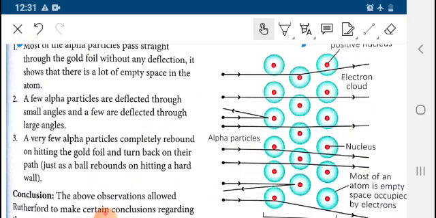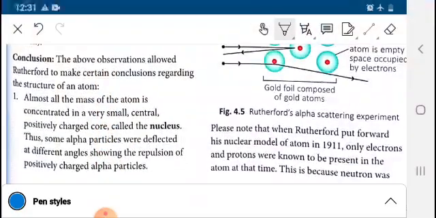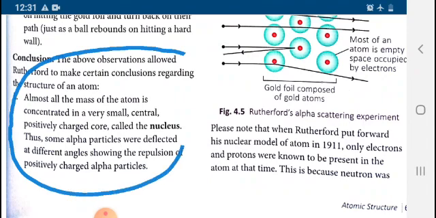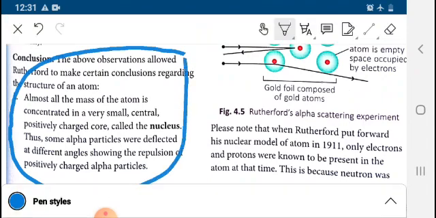Similarly, a few alpha particles are deflected through a small angle and a few are deflected through a large angle. A very few alpha particles completely rebound on hitting the gold foil and turn back on their path. So what is the conclusion of this? The above observations tell us that almost all the mass of the atom is concentrated in a very small central positively charged core, which is known as the nucleus.